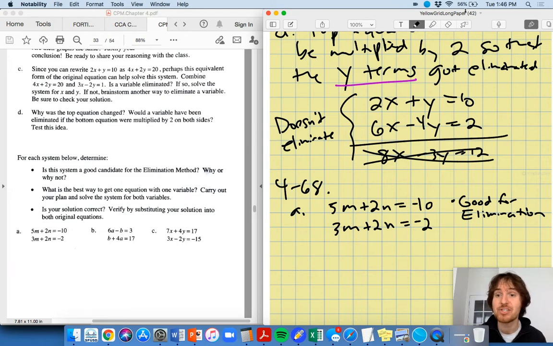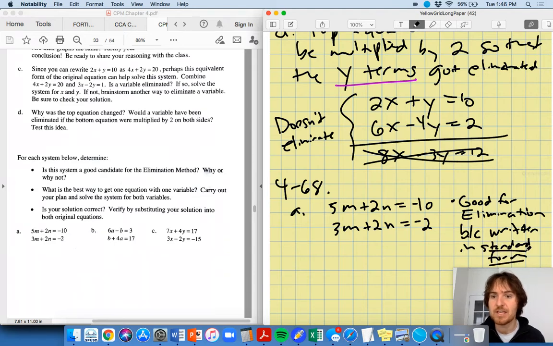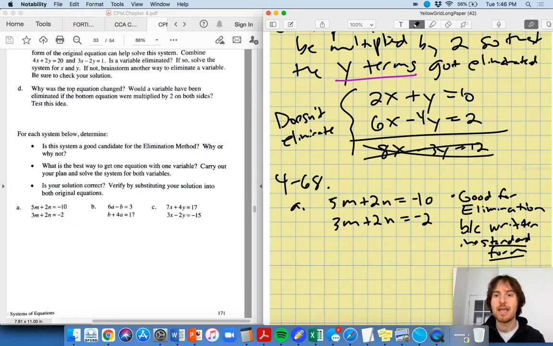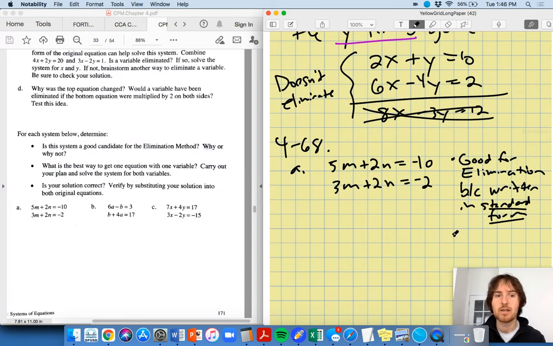Okay, so that's good for elimination, because they're written in standard form. There's my justification for that. Nothing else has to be said there. It's good, and the best way to get one equation with one variable is, it looks like we can't just add everything together, okay? So what we're going to do is multiply.